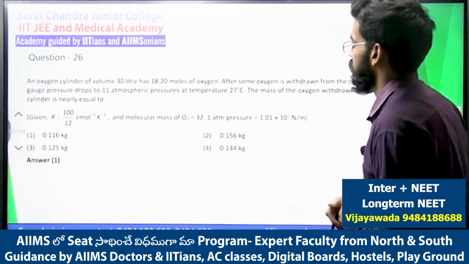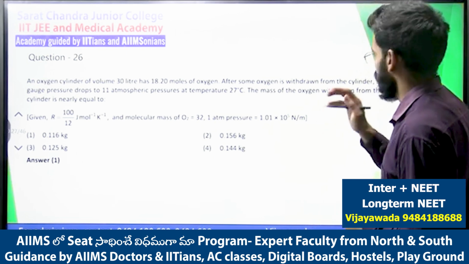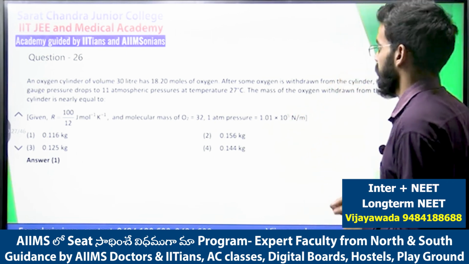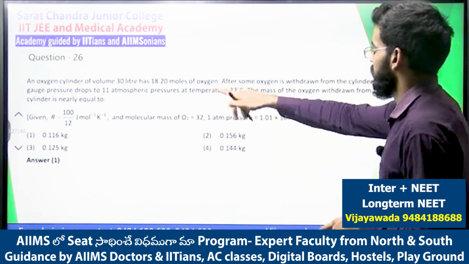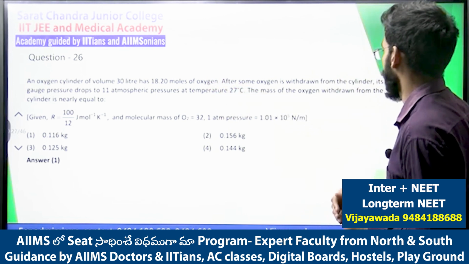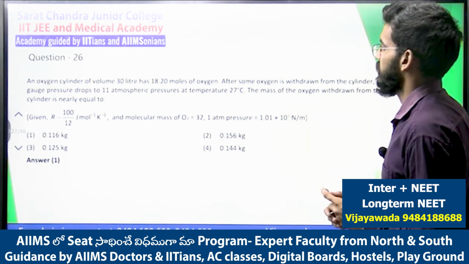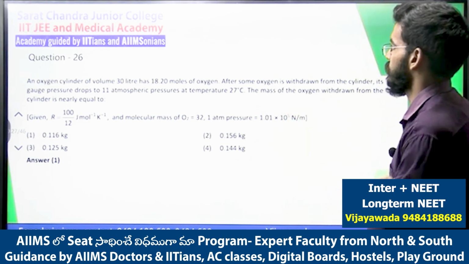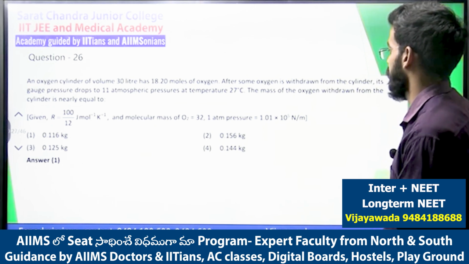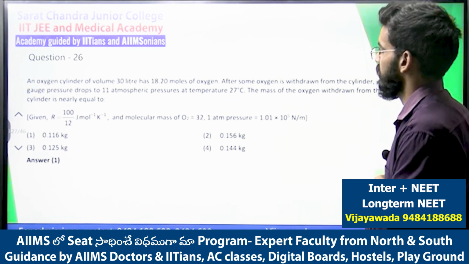26th. An oxygen cylinder of volume 30 liter has 18.2 moles. This question was a very lengthy calculation. After some oxygen is withdrawn from the cylinder, its gauge pressure drops to 11 atmospheric pressure at temperature 27 degrees centigrade. The mass of the oxygen withdrawn from the cylinder is nearly equal to.